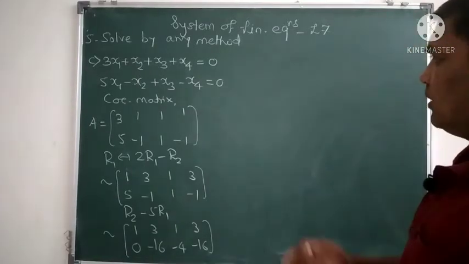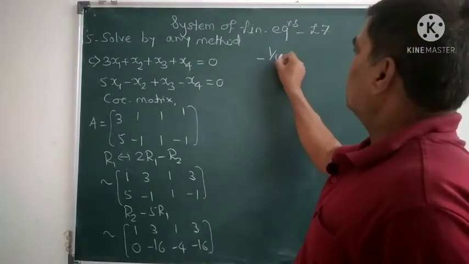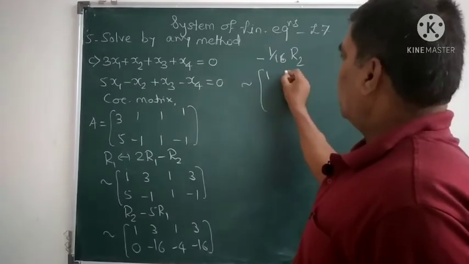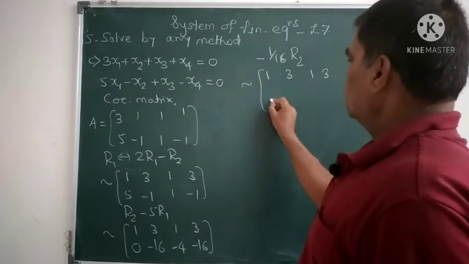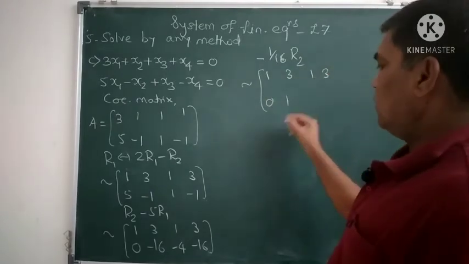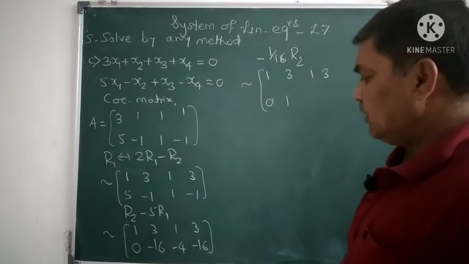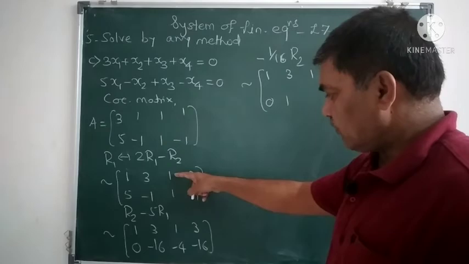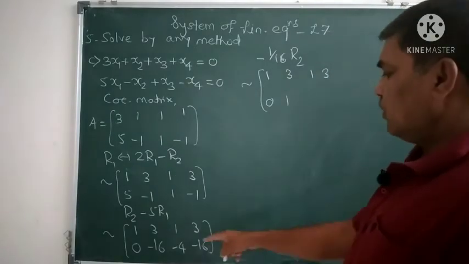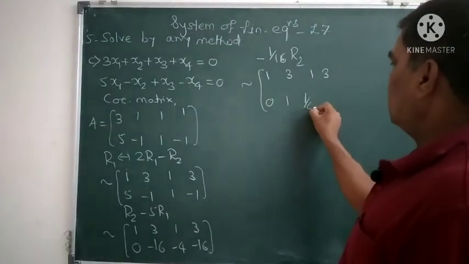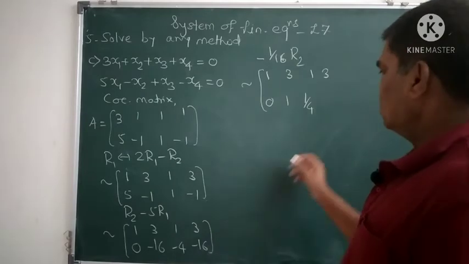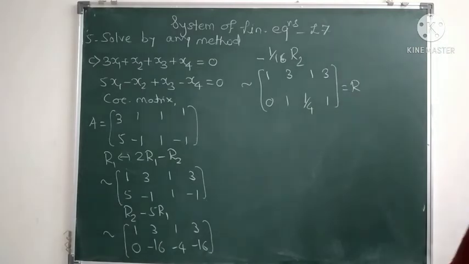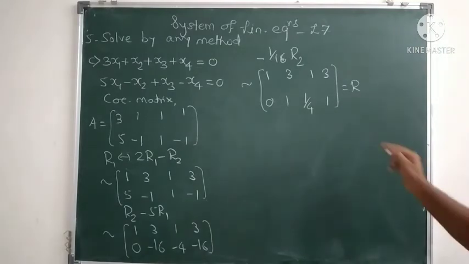For that we'll apply the operation minus 1 by 16 R2. This gives us 1, 3, 1, 3, 0, 1, then 4 by 16, that is 1 by 4, and the next one is 1. So this is your row echelon form. This is the row echelon form, right?